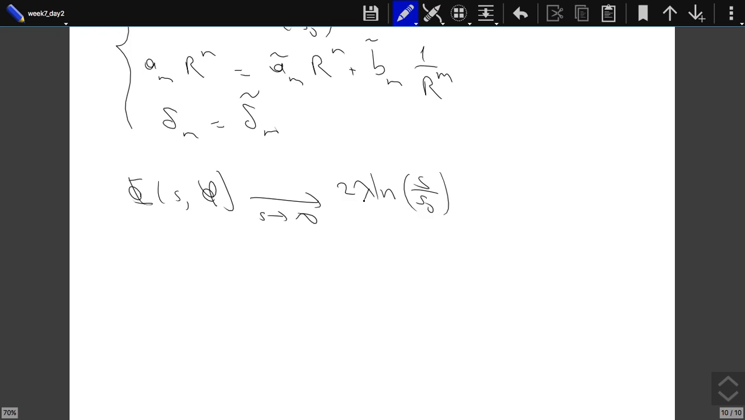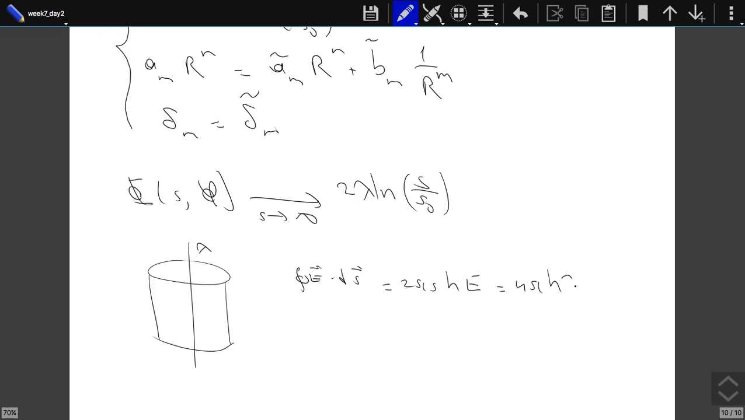Okay, let's solve it. We have an infinite wire. We take such a Gauss surface, charge density lambda. If you integrate E dot ds, this is 2 pi s h times E. And Gauss law tells me that this should be 4 pi h lambda. So E is equal to 2 lambda over s. And if you integrate this, you get the logarithm of s over s0. Again, s0 is kind of arbitrary.